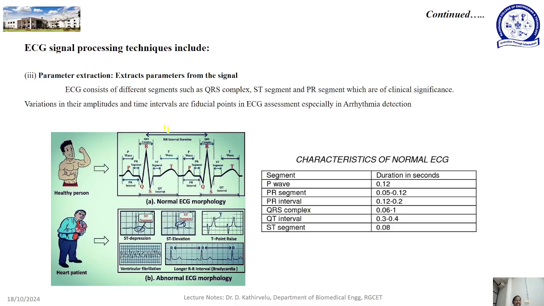Feature extraction. As we said earlier, what is this feature extraction or parameter extraction? It is about extracting the important fiducial points on an ECG, like the QRS complex, ST segment, PR segment, which are of clinical importance. Variation in the amplitude of an ECG signal, variation in the interval of this ECG waveform is an indication of an arrhythmic condition. Arrhythmia is a condition where rhythmicity of the heart is lost, which indicates that the heart is not functioning in its normal rhythm, which is a pathological condition, of clinical importance, and immediate attention is required.